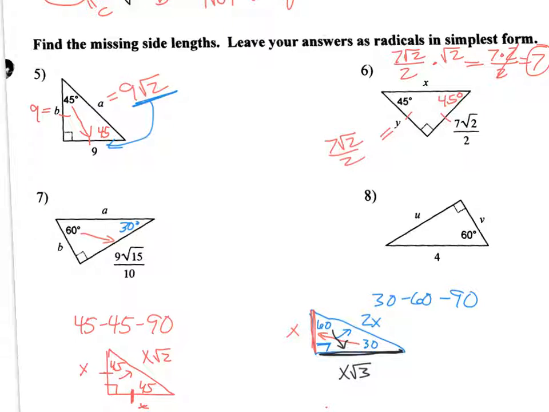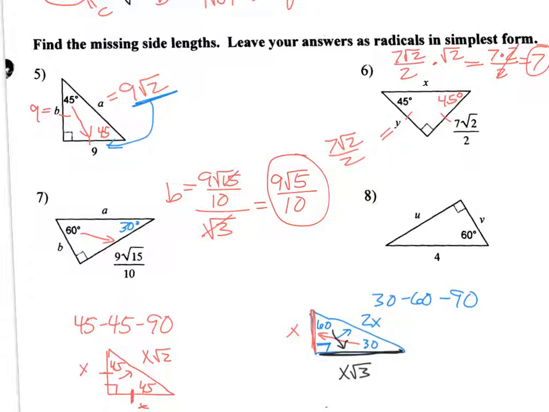So I'm going to write it over here on the side. B would be 9 square root of 15 over 10 divided by square root of 3. Now, I can't divide the 3 into the 10, but I can divide the 3 into the 15 because they're both under square roots. So square root of 3 goes into 15, and I end up with 9 square root of 5 all over 10, because 3 goes into 15 5 times. So that becomes my long leg.